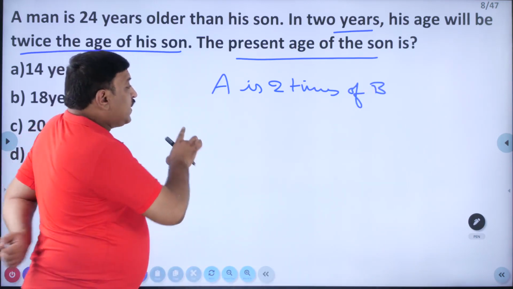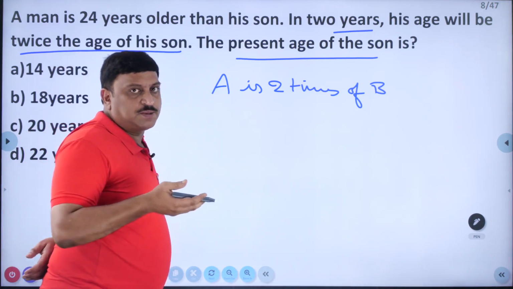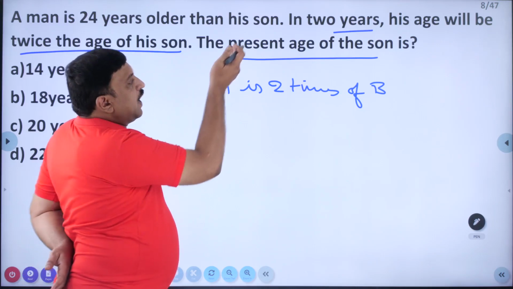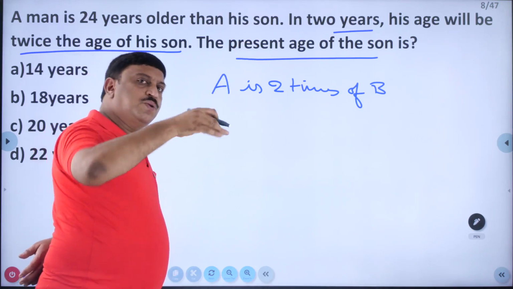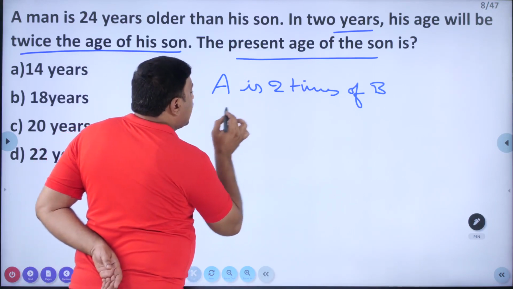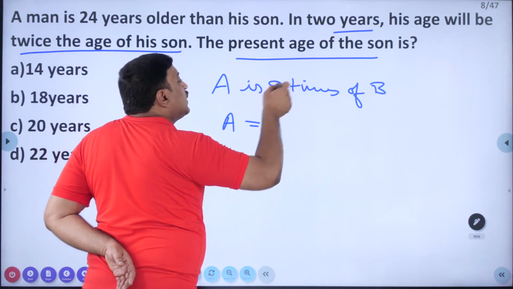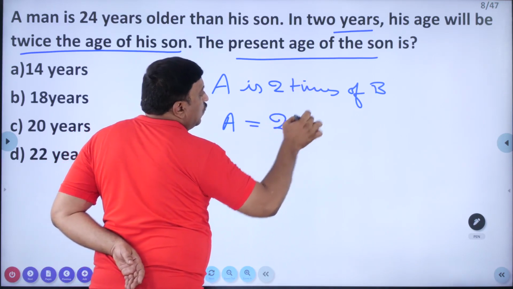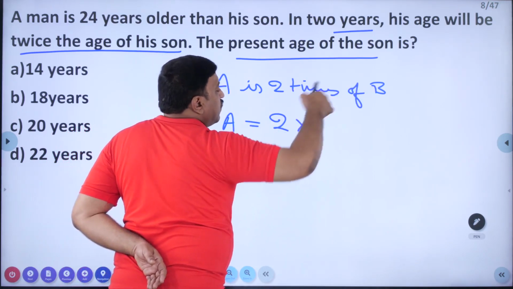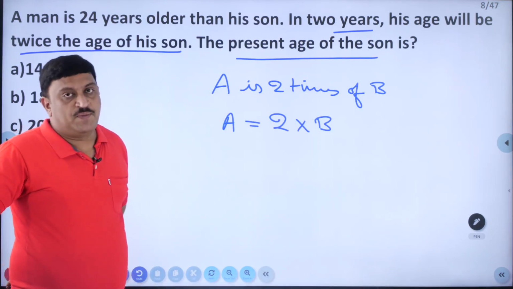Okay. So if A is 2 times of B, how do we make this into a ratio? That is the concept now: transforming the actual information into a ratio, that's all, right? So A is 2 times of B, that is 2 times of B, 2 into B.